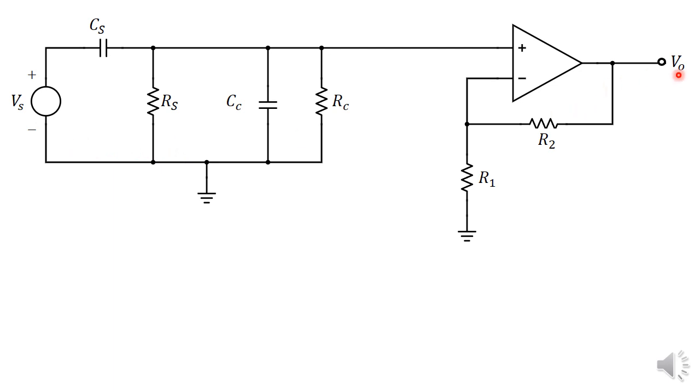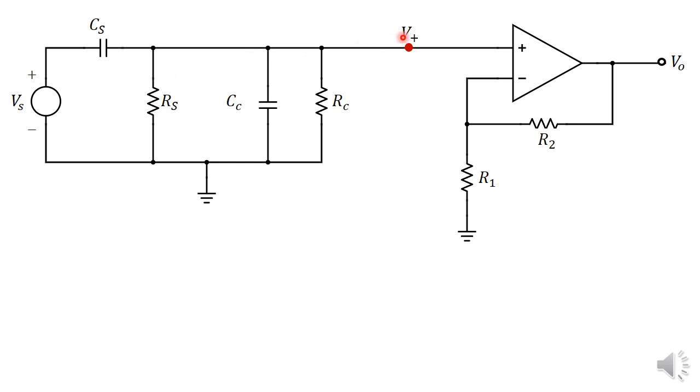To get V output, we know that V output is going to be 1 plus R2 over R1 times whatever the voltage is that appears at the non-inverting terminal. Now, what is the voltage at the non-inverting terminal? This impedance here, Rs, Cc, and Rc, we can combine, and that forms one impedance, and Cs forms the other impedance. This then becomes just a voltage divider circuit between this Cs and the combination of these three impedances. So let's just try to evaluate that.